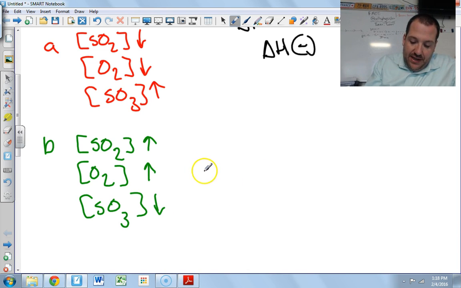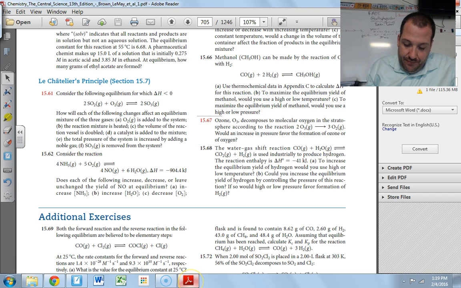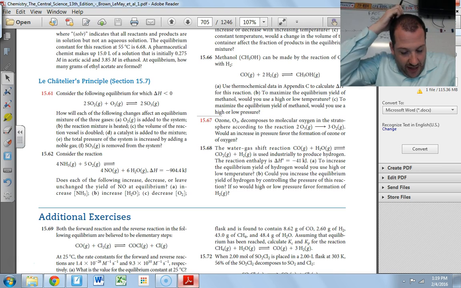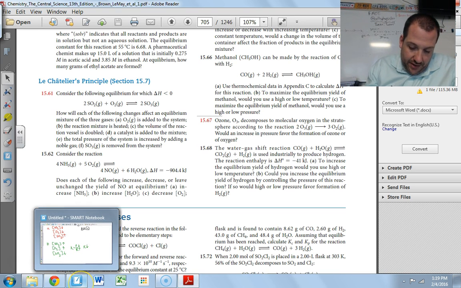Now, what is the effect on the equilibrium constant? Well, K is products over reactants. The products have gone down and the reactants have gone up, so that means K has gotten smaller. Okay, so what's part C? Part C: the volume of the reaction vessel is doubled, so we're increasing the volume.